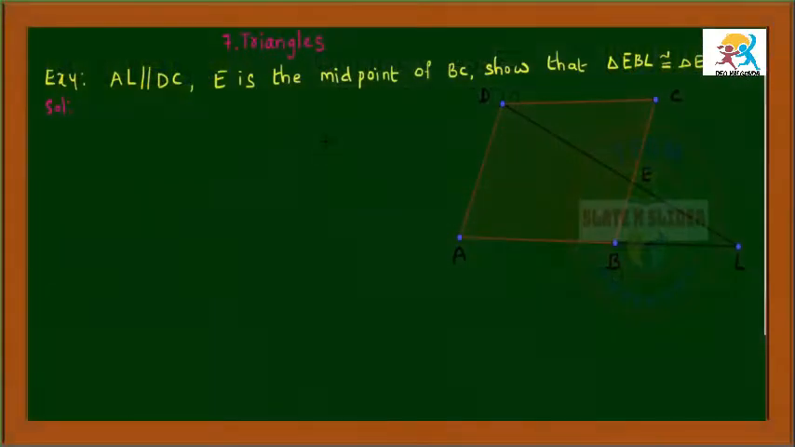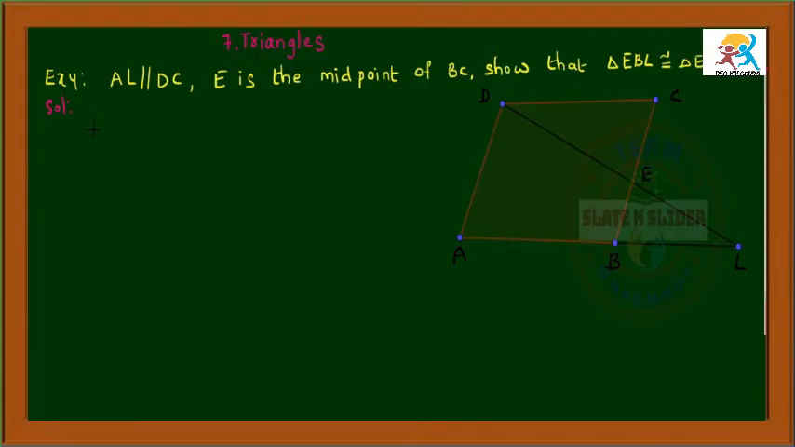Today we will discuss triangles. Just observe this figure. ABCD is a quadrilateral. In this, AL is parallel to DC and E is the midpoint of BC. Show that triangle EBL is congruent to triangle ECD. We have to prove this.